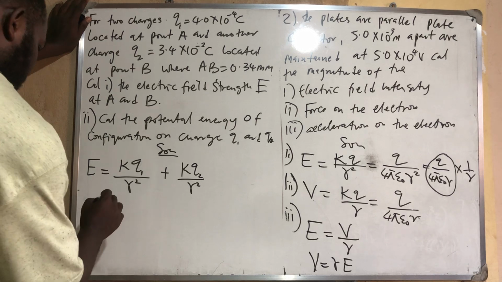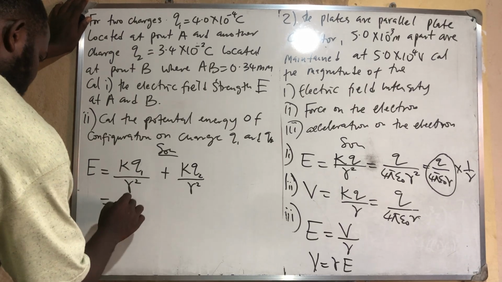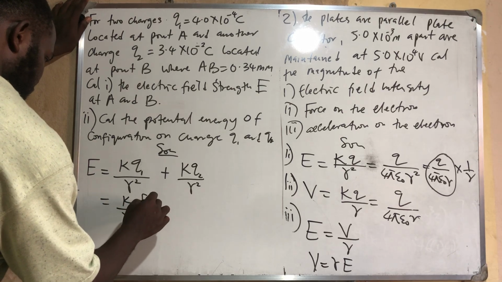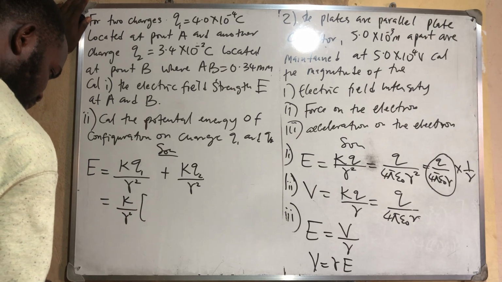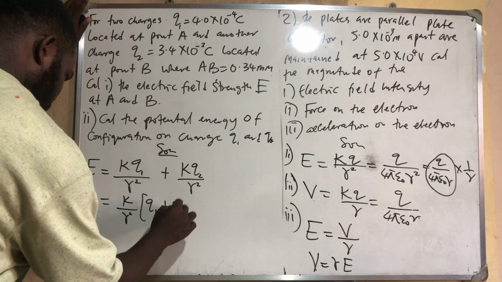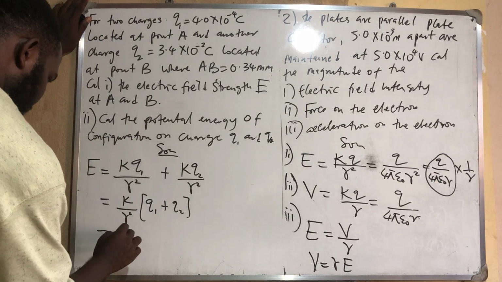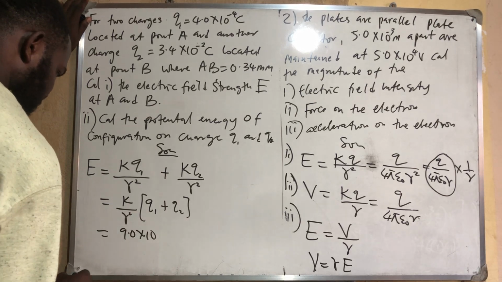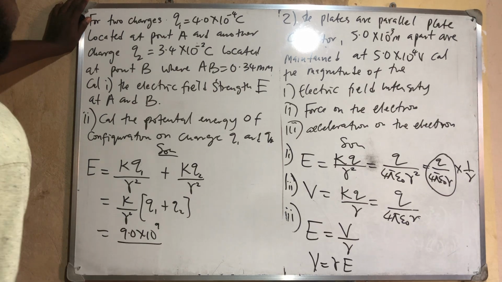So what do you do now? Now your K and R are the same thing. So I'll have K over R squared in bracket of Q1 plus Q2. Okay, because K is a constant. So what do I have? 9.0 times 10 raised to power 9, divided by the distance apart.